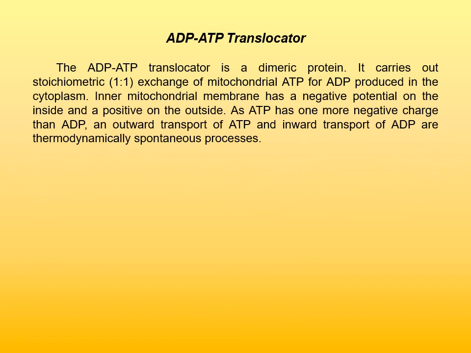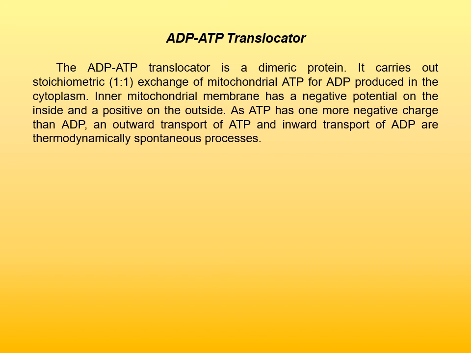And finally, we are going to look at the two transporters. The first one is the ADP-ATP translocator. The ADP-ATP translocator is a dimeric protein. It carries out a stoichiometric 1-for-1 exchange of mitochondrial ATP for ADP produced in the cytoplasm.